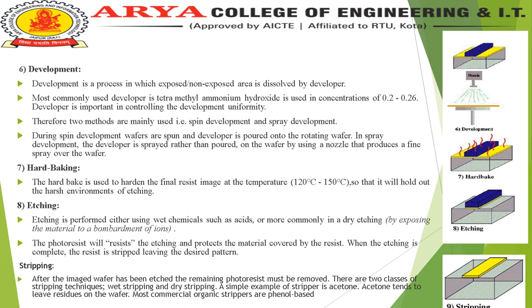Hard baking. The hard bake is used to harden the final resist image at a temperature of 120 to 150 degrees Celsius so that it will withstand the harsh environment of etching. Etching is performed either using wet chemicals such as acid, or more commonly in dry etching by exposing the material to bombardment of ions. The photoresist resists the etching and protects the material covered by the resist. When the etching is complete, the resist is stripped, leaving the desired pattern.